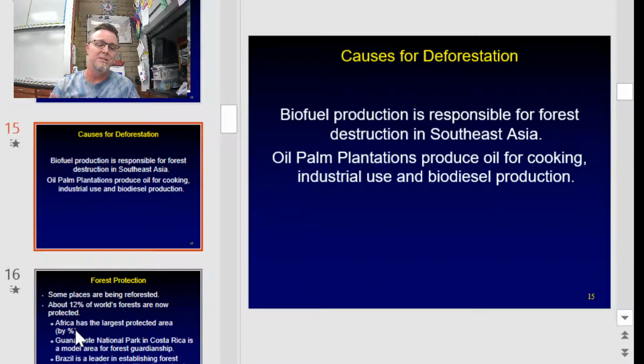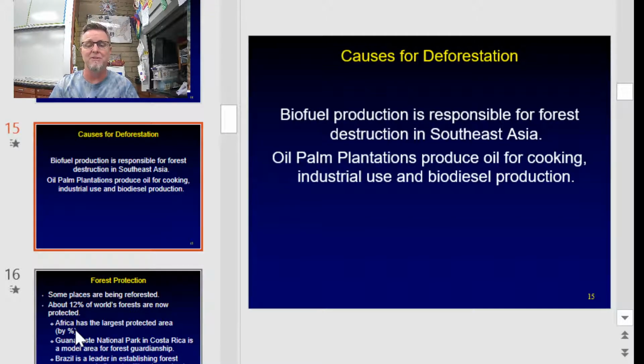One last thing that I want you to think about in terms of forest stress is biofuel production and palm oil plantations. So biofuel production is responsible for forest destruction in Southeast Asia, where basically we're harvesting things like sugar beets and using those to make fuel for cars. And palm oil plantations, those are kind of like the bane of all evil throughout the tropics. Palm oil might not be something you think about every day, but the list of products that palm oil can be found in is huge.